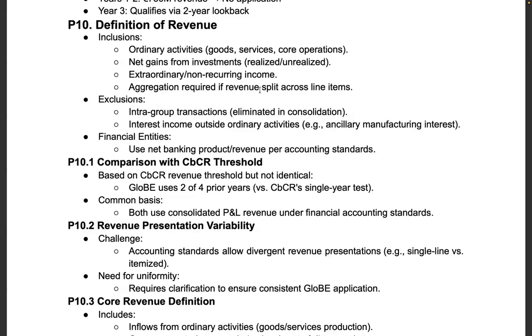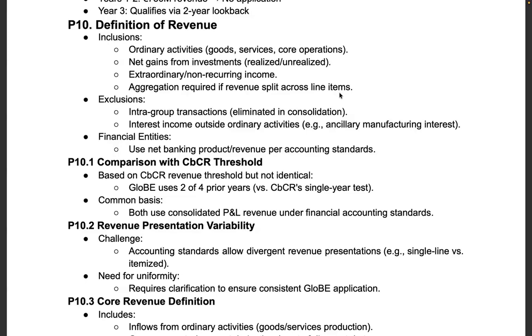Aggregation required if revenue split across line items. So yeah, it is quite possible. Sometimes you might find revenue in other income, you might find it in extraordinary income, you might even find it in other comprehensive income, something that will never be reclassified. So wherever that element of revenue lies, it will need to be aggregated. So it is a requirement.